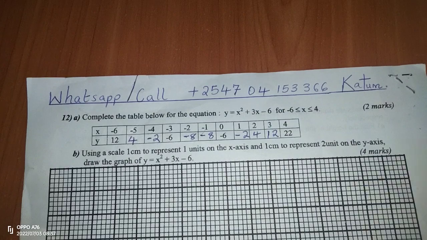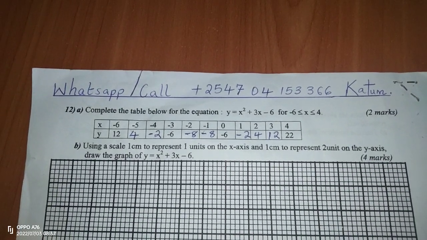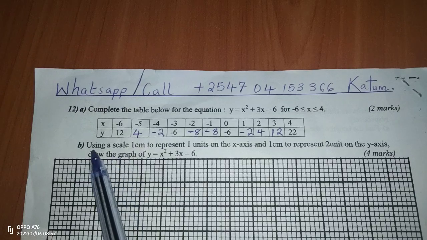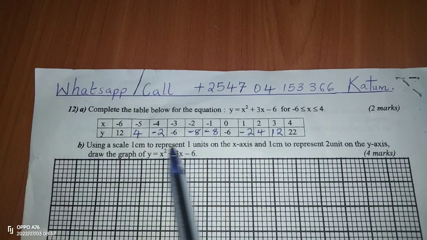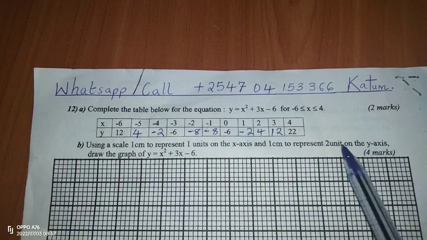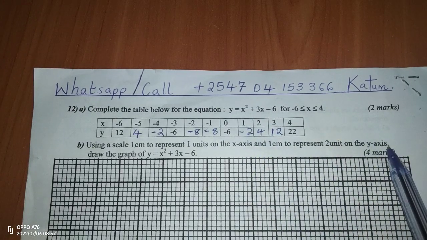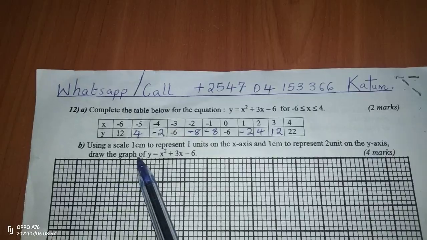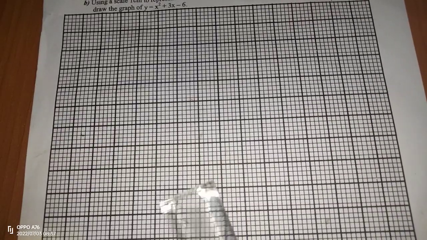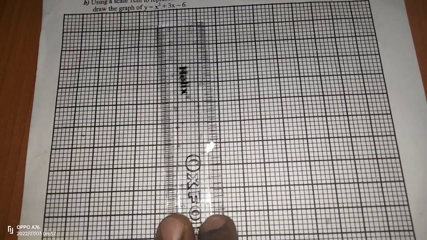So the table of values is now completely filled. The next thing is to use a scale of 1 centimeter to represent 1 unit on the x-axis and 1 centimeter to 2 units on the y-axis. Draw the graph of the equation above. So we draw the graph now. We have the graph here.